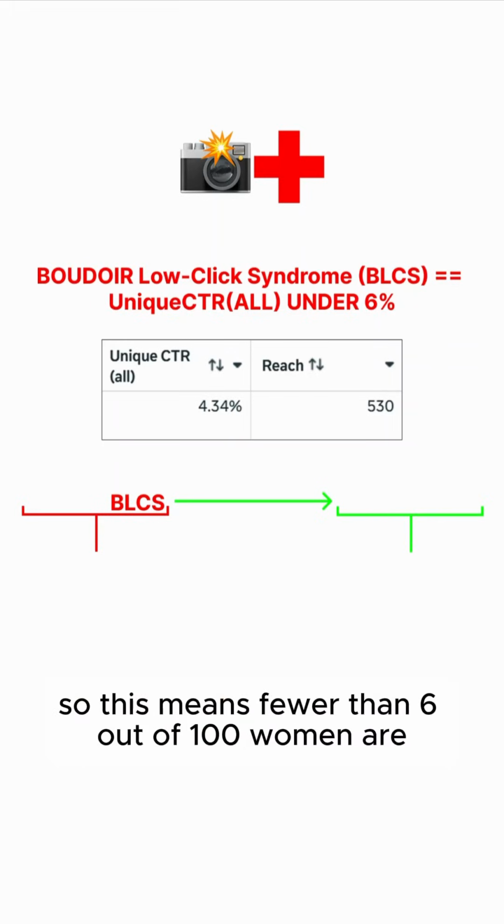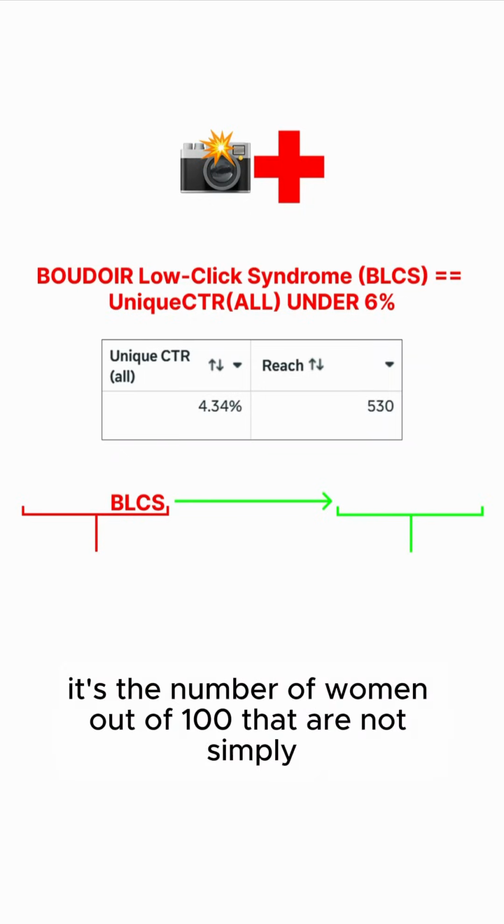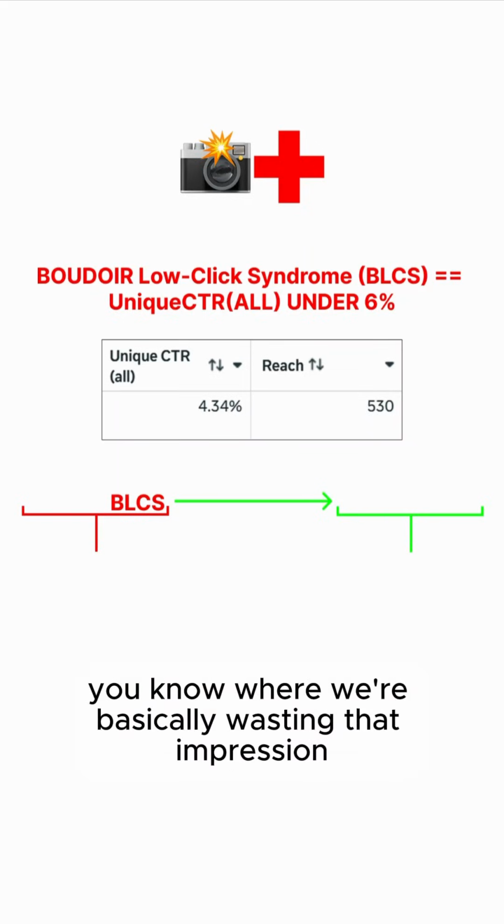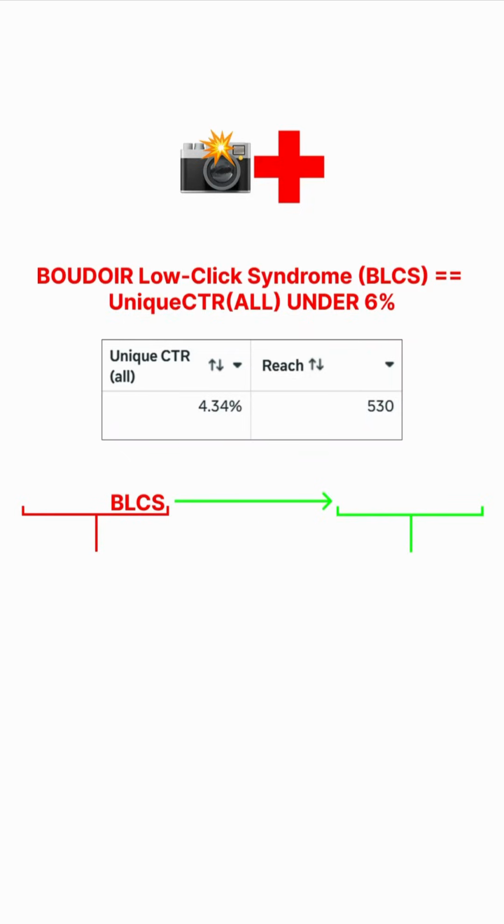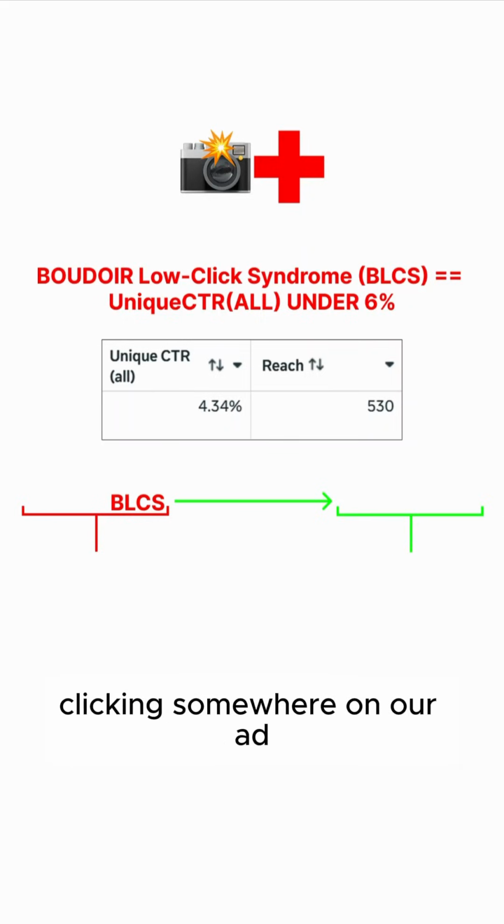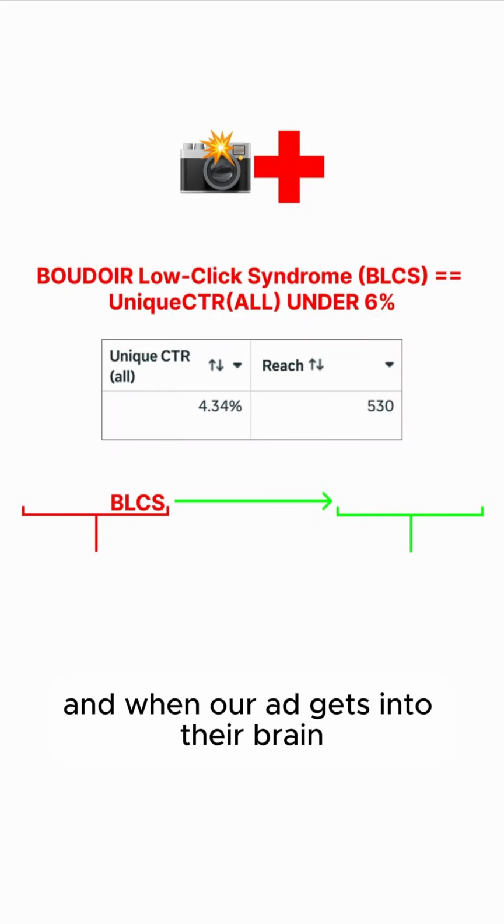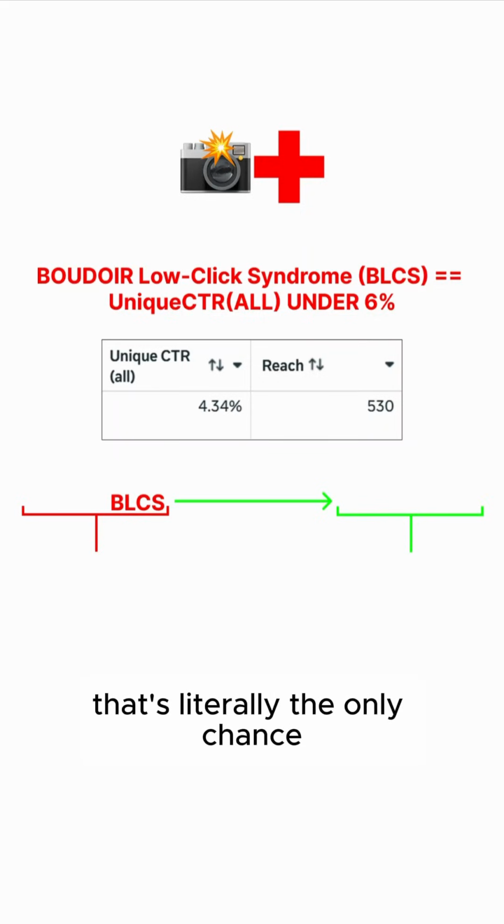So this means fewer than 6 out of 100 women are clicking somewhere on our ad, aka the number of women out of 100 that are not simply scrolling right on by, where we're basically wasting that impression. And we care about the number of women out of 100 clicking somewhere on our ad, because then we know our ad got into their brain. And when our ad gets into their brain, that's literally the only chance we have at them buying from us.